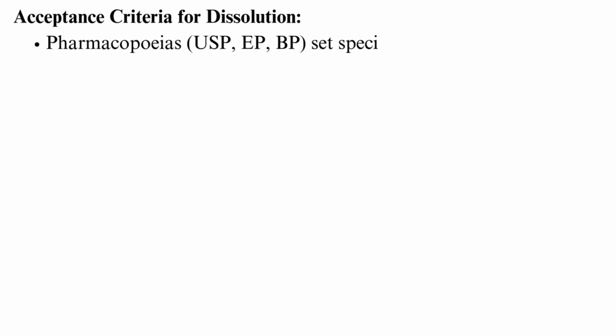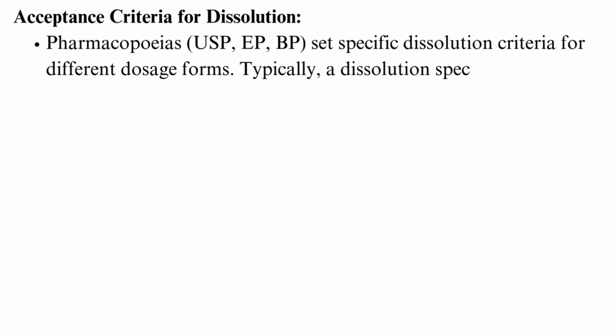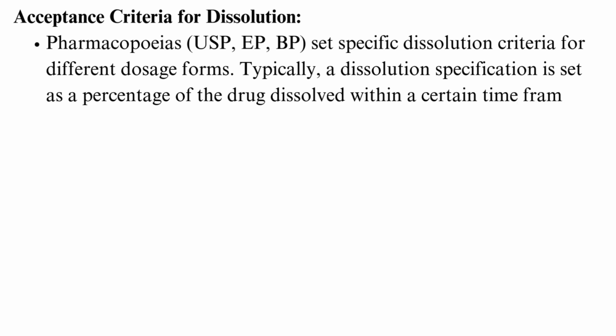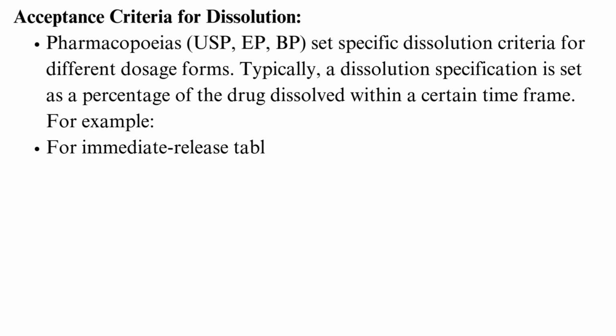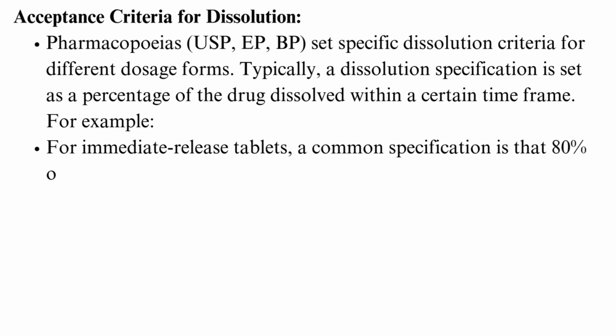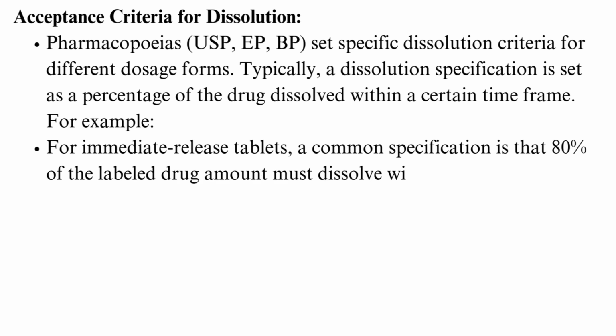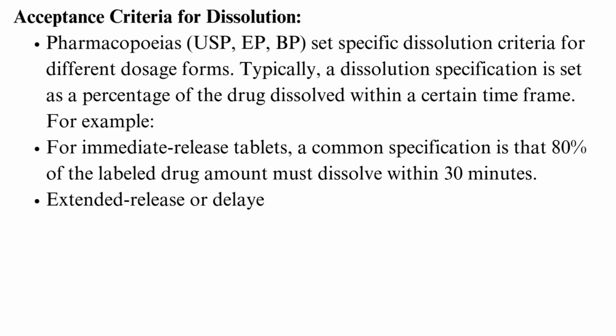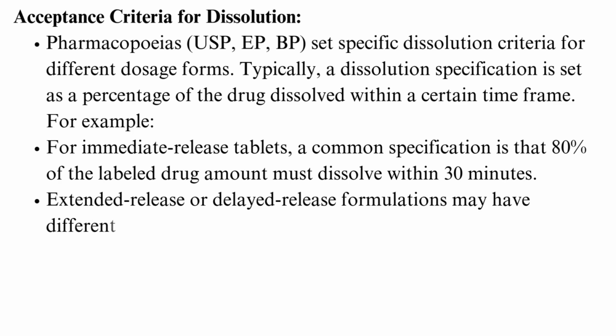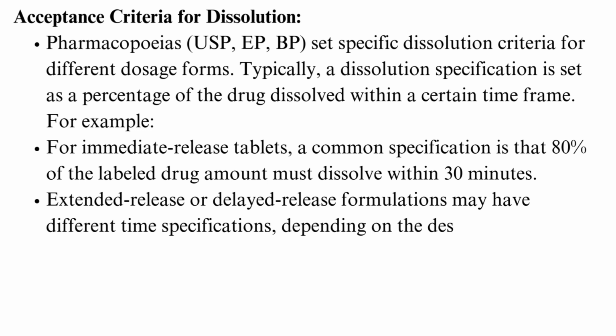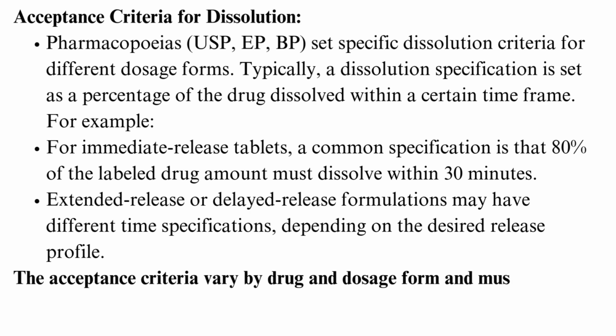Acceptance criteria for dissolution. Pharmacopoeias set specific dissolution criteria for different dosage forms. Typically, a dissolution specification is set as a percentage of the drug dissolved within a certain time frame. For example, for immediate release tablets, a common specification is that 80% of the labeled drug amount must dissolve within 30 minutes. Extended release or delayed release formulations may have different time specifications, depending on the desired release profile. The acceptance criteria vary by drug and dosage form and must comply with regulatory guidelines.